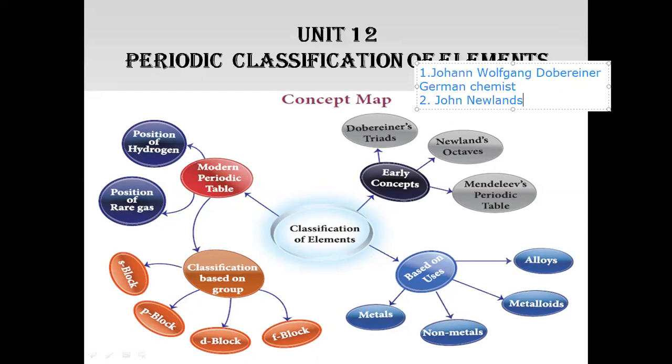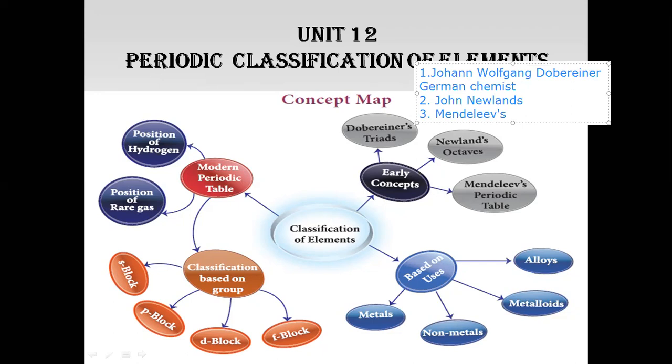Look at the concept map: early concept, Döbereiner's triads, Newlands' octaves, Mendeleev's periodic table. Okay. The third one is Mendeleev's periodic table. These are the early concepts of the periodic table.